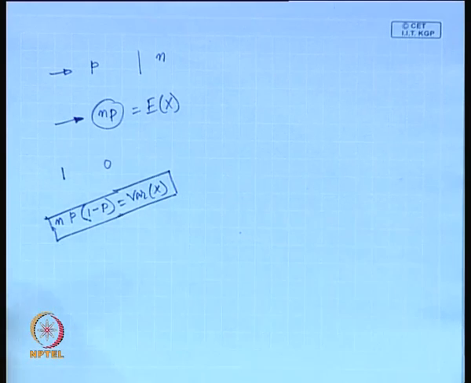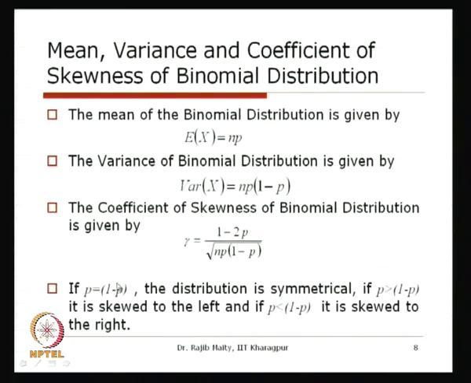Similarly, we can also see the skewness. We also discussed positively skewed, negatively skewed, and symmetrical distributions, which depend on the probability of success. Now if we put the probability of success equal to 0.5, you can see that the skewness becomes 0. When the coefficient of skewness becomes 0, we know that the distribution is symmetric. So if the probability of success and the probability of failure are exactly the same, then the resulting binomial distribution is symmetric.